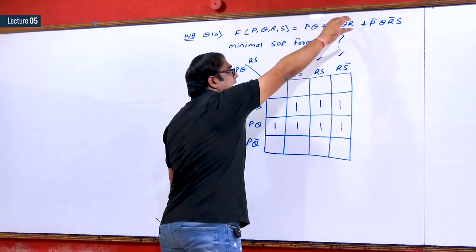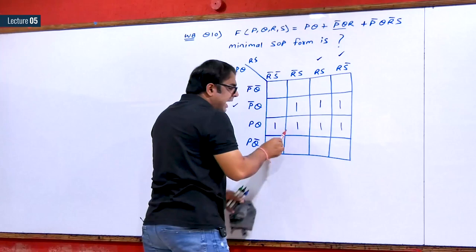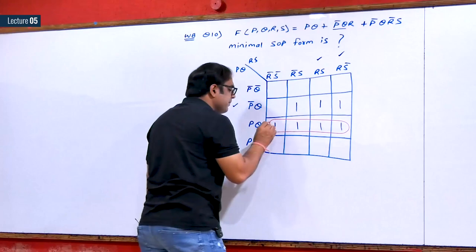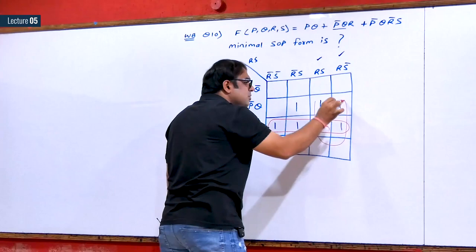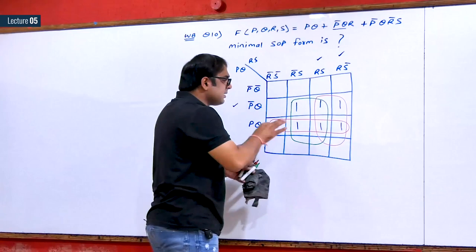Now I have plotted this function on my K-map. Now I will start making the groups. This quad is the best possibility. This quad is also the best possibility. And finally, this quad is also the best possibility. So these three quads are the best possible groups for this K-map.